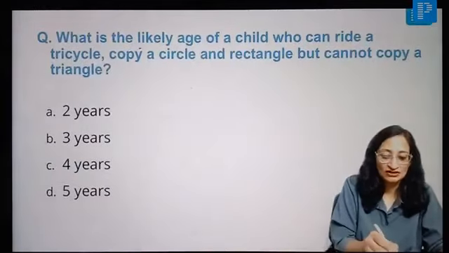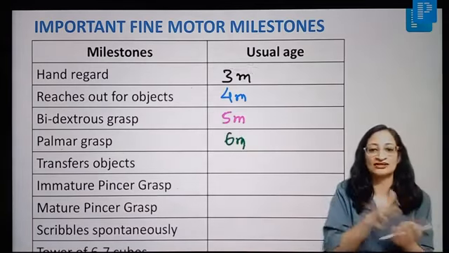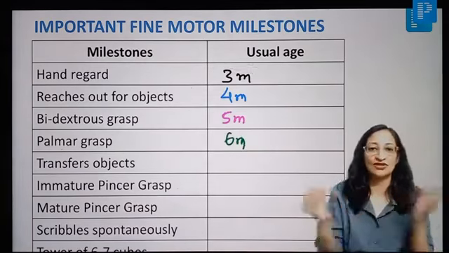Important fine motor milestones. Hand regard, when does it come? So 3 months. Reaches out for objects, but not able to catch them, will come around 4 months of age. Bidextrous grasp, holds with both hands, will come at 5 months. Palmar grasp will come at 6 months. Once the child has held the object with one hand, now the child can transfer objects from one hand to another. So that will be 7 months. Now then, holding of small objects. First immature pincer grasp and then mature pincer grasp, using just the thumb and the index finger. Immature pincer grasp will come at 9 months, mature pincer grasp around 12 months. Scribbles spontaneously. So if you give your notebook and a pen to the child, this is what is going to happen around 15 months of age. Tower of 6 to 7 cubes at 2 years of age.